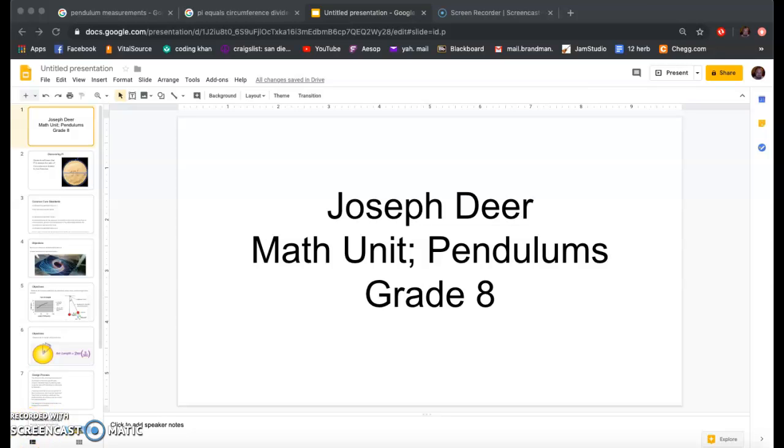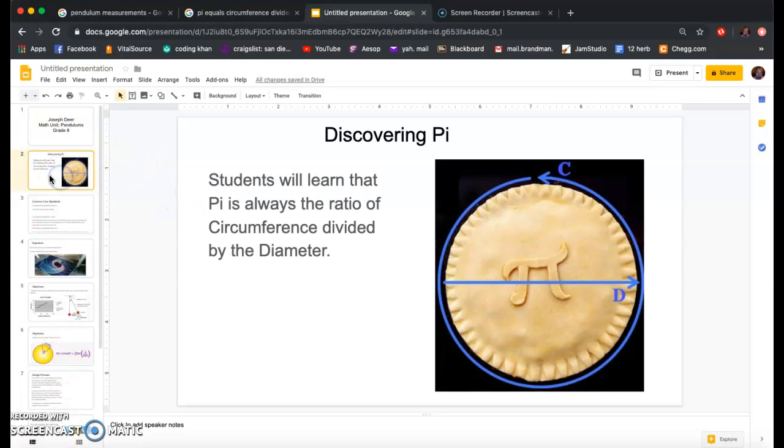And so to start with, this mini unit is set up so that students can progress from learning the basics of pi to eventually creating their own pendulum, where they can create geometric art as well as assessments and collecting data. So students will learn that pi is always the ratio of the circumference divided by the diameter.